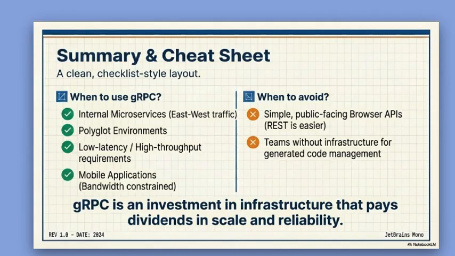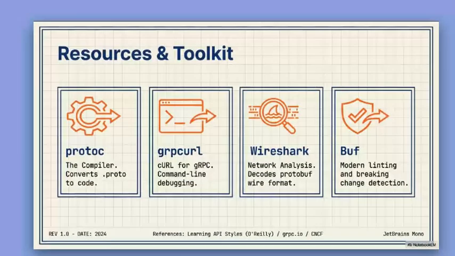We're wrapping up with the toolkit slide. Just a quick mention of the tools that make this bearable. We know protoc, the compiler. What about grpcurl? grpcurl is essential. Since you can't just look at the binary data, you need a tool to translate it. It acts like cURL, but for gRPC. It lets you test your endpoints right from the command line.